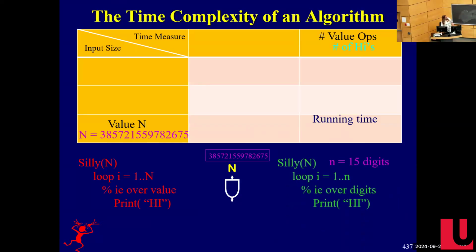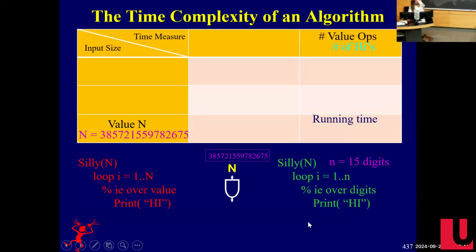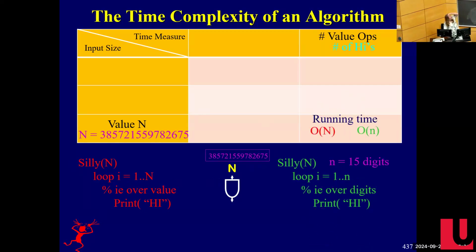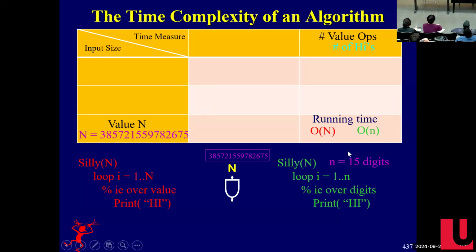So here's another algorithm, which we're going to compare. They both have the same input, which is a value, and this one counts the number of digits, which is 15 digits in this case, and says hi for every digit. This one says hi up to the value. So the question is, what's the running time? Well, one is order capital N, which is the value. One is order little n, which is the number of digits.